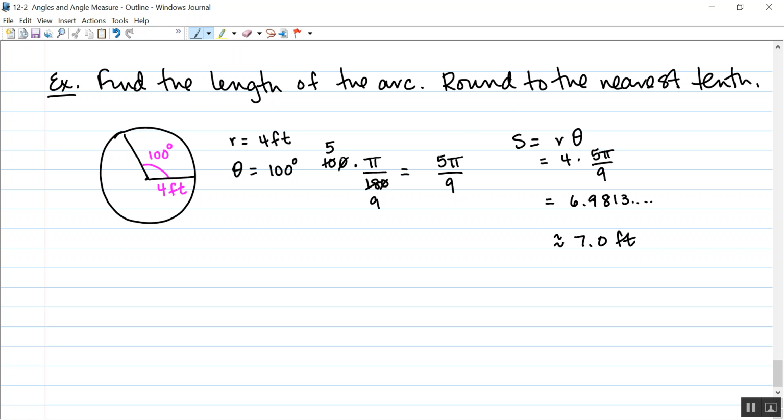So in this lesson, we took a look at angles and angle measures, how to think about and how to draw angles on the coordinate plane, coterminal angles, learned about radians and how to convert from degrees to radians, and a new way to find the length of an arc.